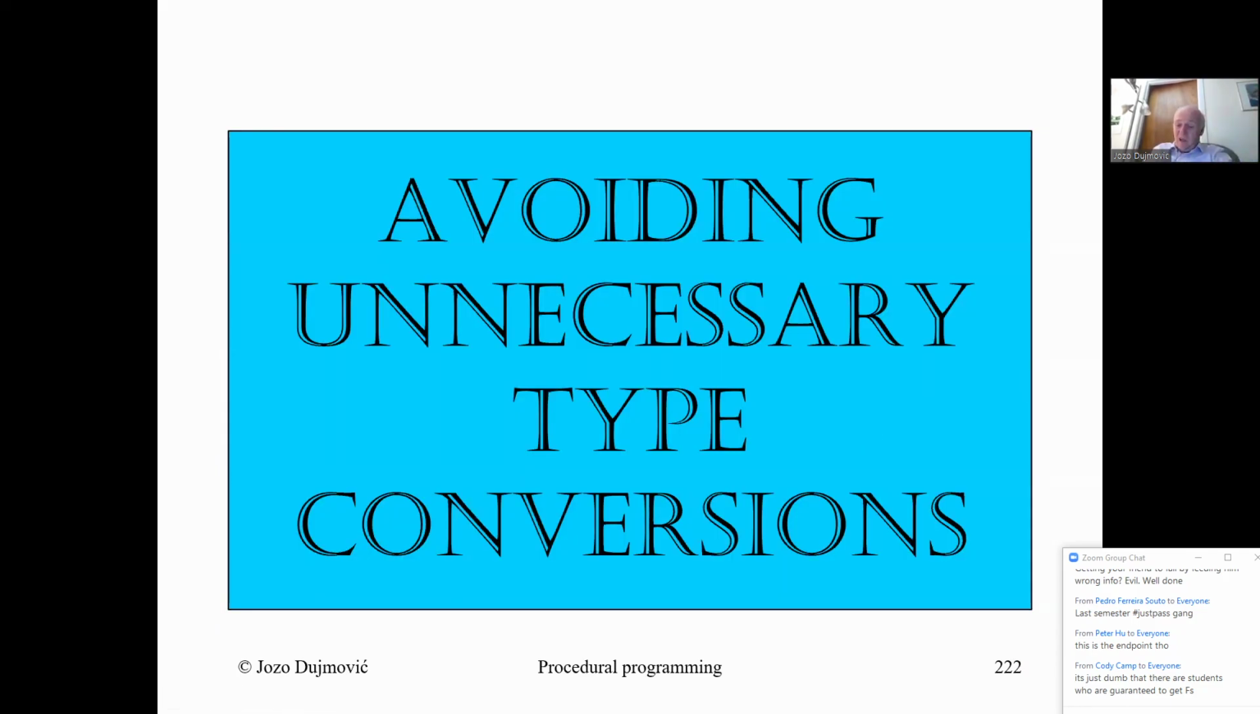I'm going to spend some time now discussing the problems of unnecessary type conversions. This is a very frequent error made by programmers who don't understand exactly the way numbers are stored in memory. And this is something that can easily be fixed, so let us go fix that now.